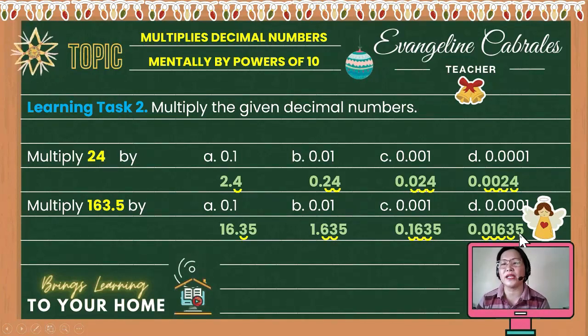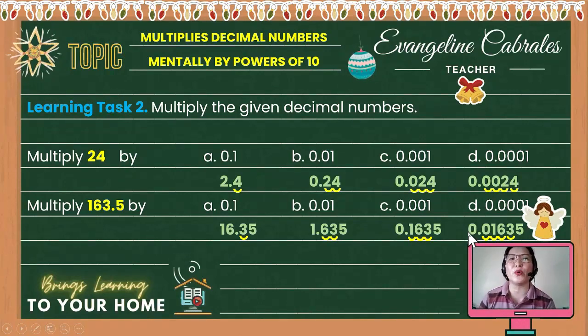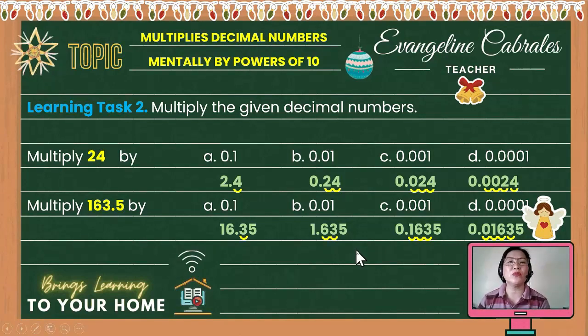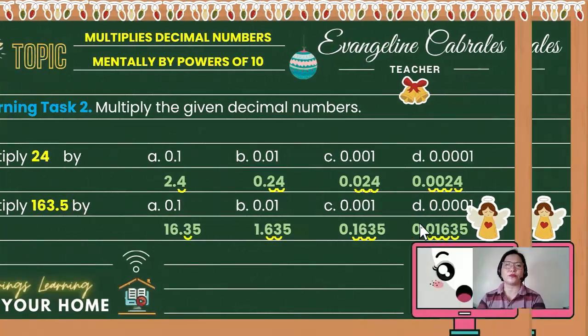1,635 hundredths. Ilang beses iniusod ang decimal point? 4. 1, 2, 3, 4. May bakante, kaya nilagyan ng 0. Nasa unahan ng 0 ang decimal point at nilagyan ng 0 sa kaliwa ng decimal point para sa whole number. So, ganon kadaling mag-multiply ng decimal numbers mentally by powers of 10 kapag ang involved ay decimals kagaya nito.